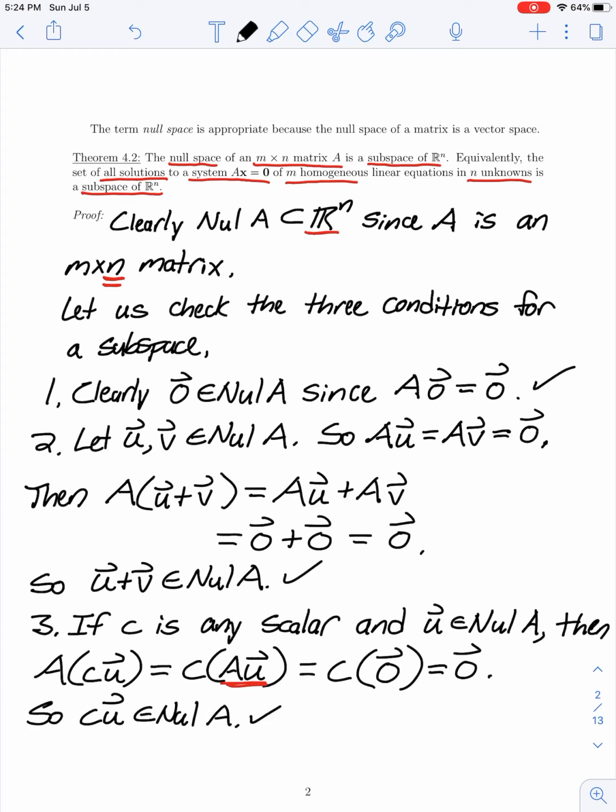So since all three properties of a subspace are satisfied, we can say that the null space of A is a subspace of Rn. All right. So the null space is an example of a subspace associated with a matrix.